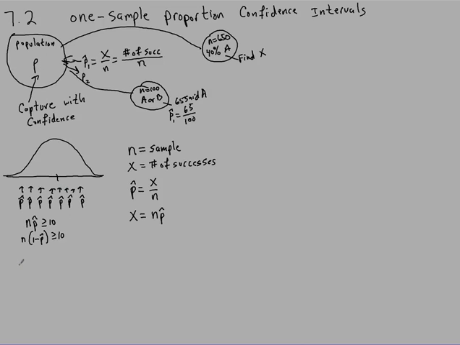If you remember, what's the average of all these p hats? The average of all these p hats is going to be equal to p. The thing is, we don't know this p. That's the problem. We don't know this p, but we're trying to capture it. So what we do here is we try to estimate this p with some confidence.